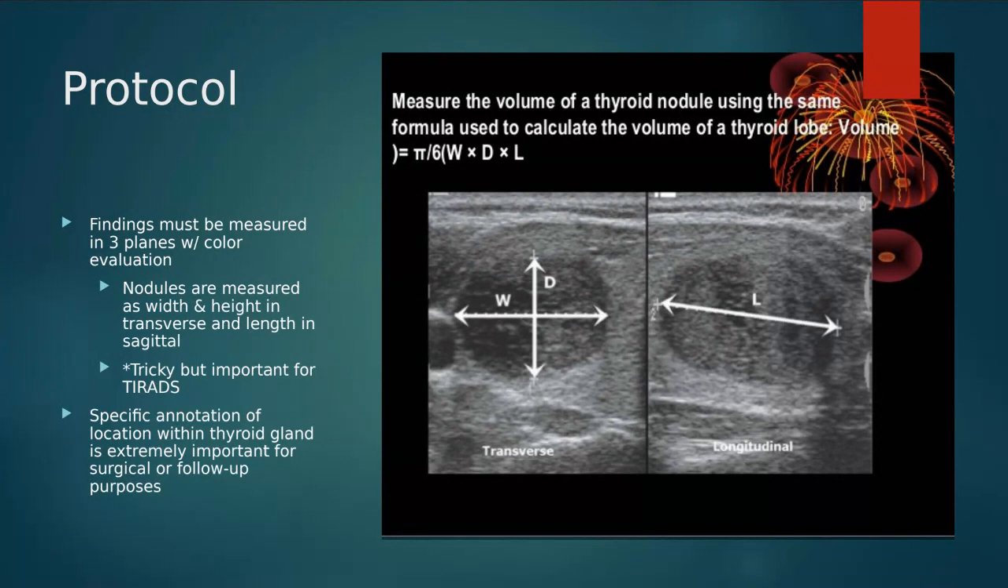So this is really important for that TRADS grading, which we're going to talk about in a second. This is also kind of a new way of doing things. You may see some old school techs who are still measuring two measurements in sagittal, one measurement in transverse. But if they're using a TRADS grading system, they really need to be doing a length in sagittal and the height and width in trans.